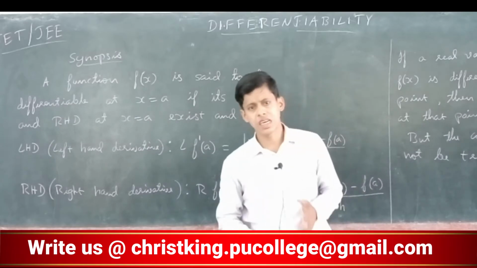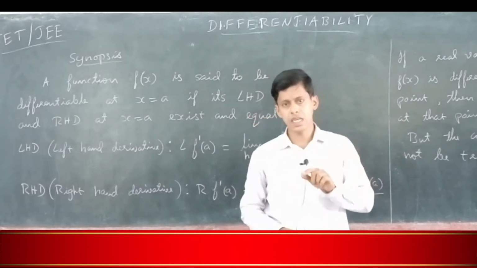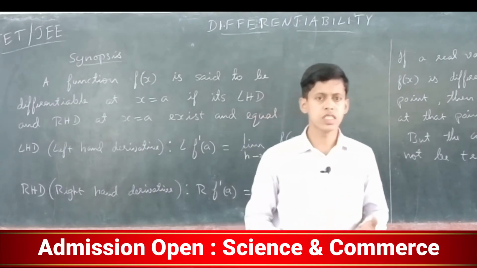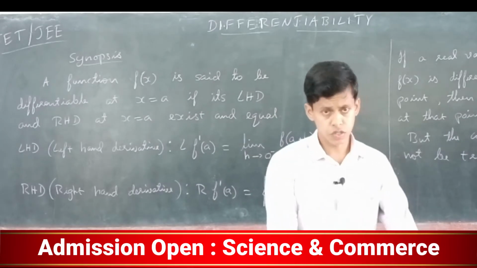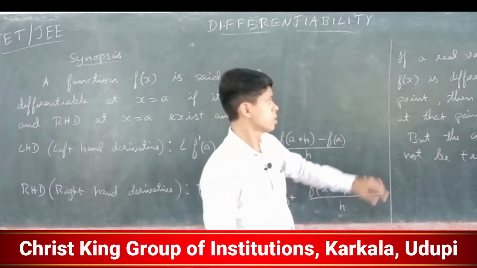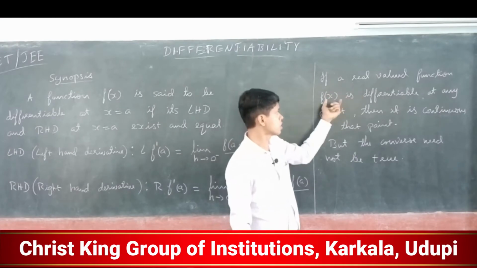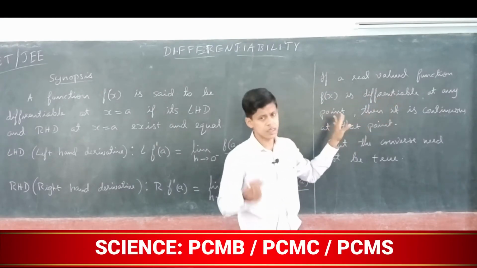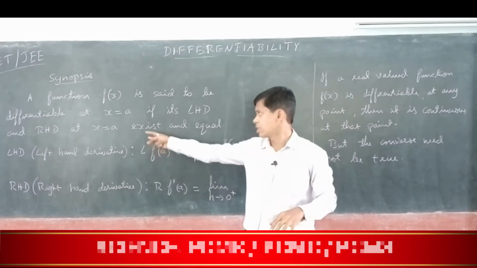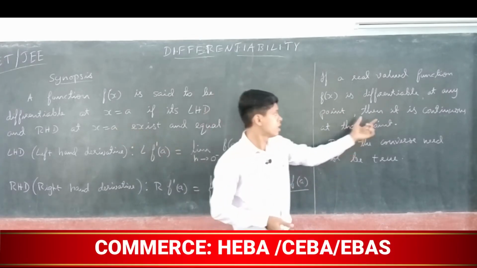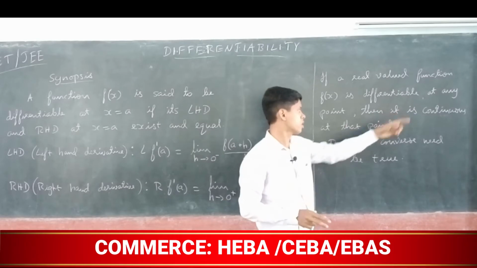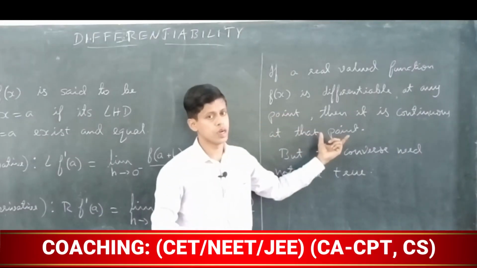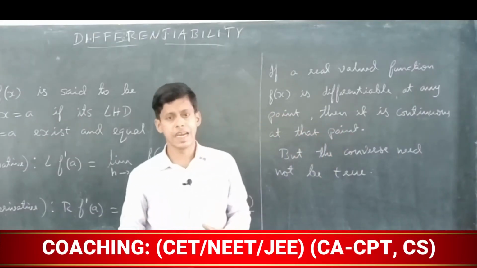Now, what about the relationship between continuity and differentiability? If a real valued function f of x is differentiable at a given point a, then it is necessarily continuous at that point. So, obviously, it will be continuous at a.